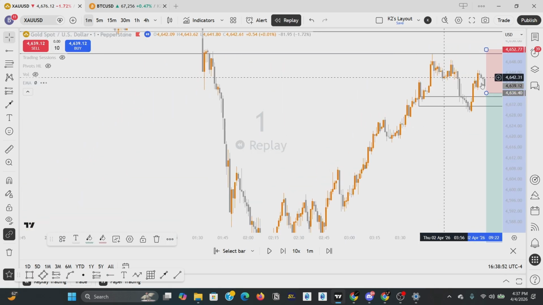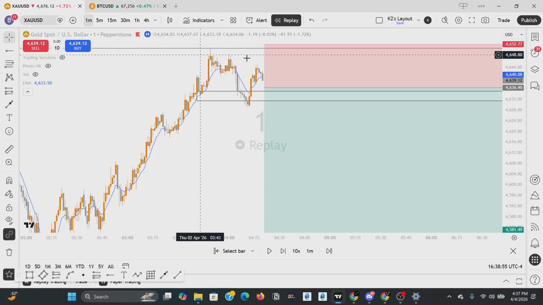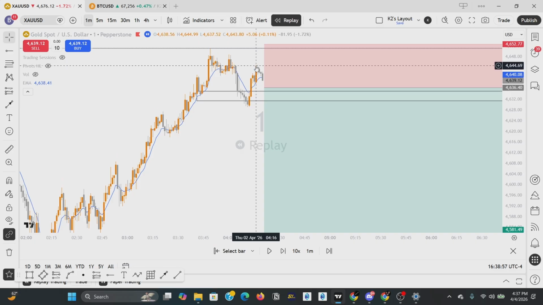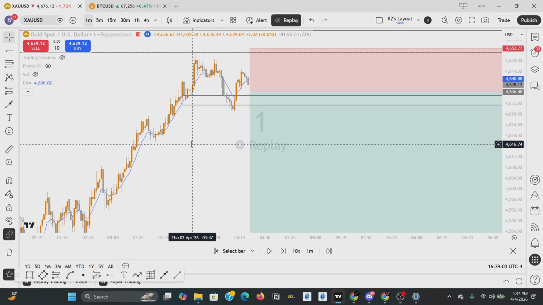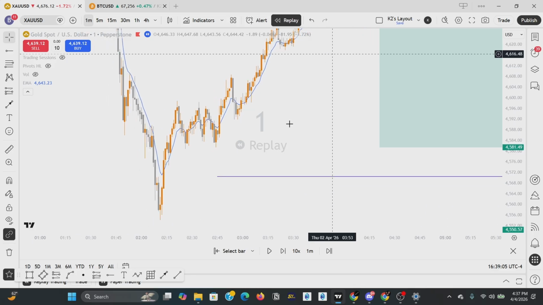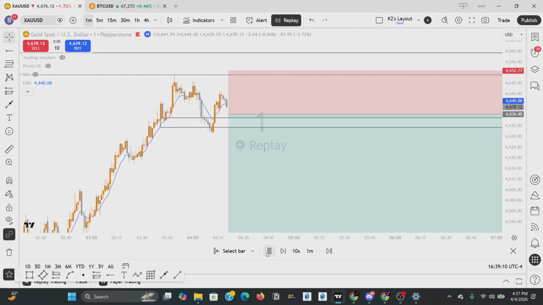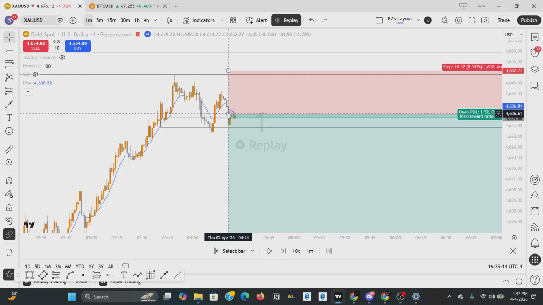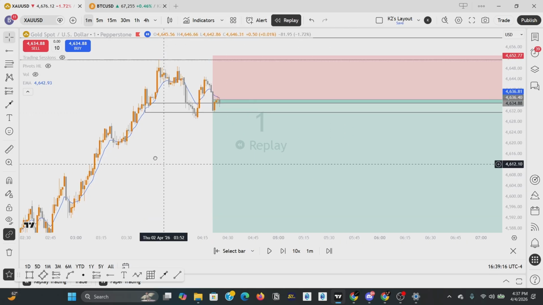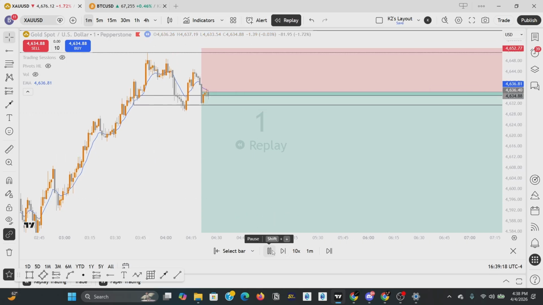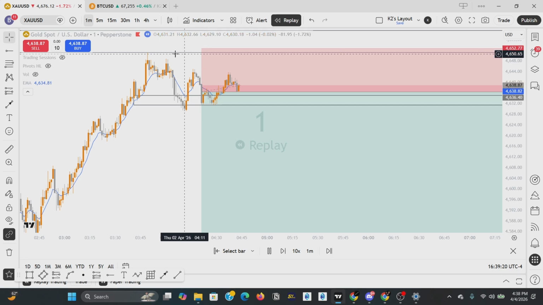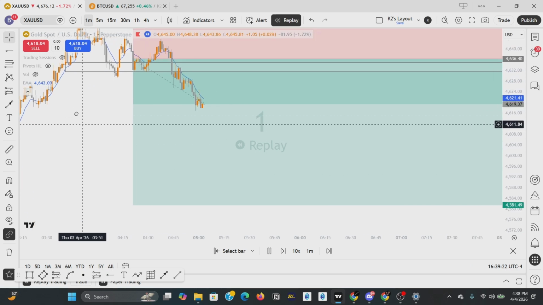Right here, price decides it wants to make a lower high. Made a low, then it made a lower high. So I'm like, okay, yeah, it made its lower high. It's reversing back down to the bottom. So I waited, and I got in right here off of this candle. Set my stop loss to that previous high, and just watch price go.